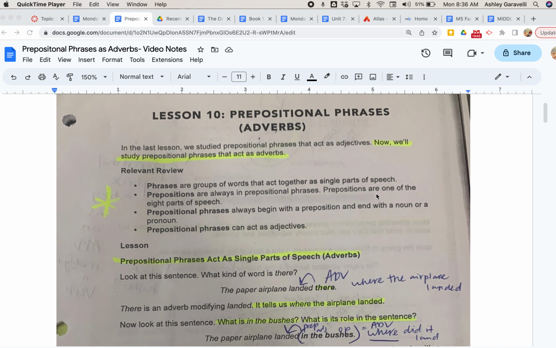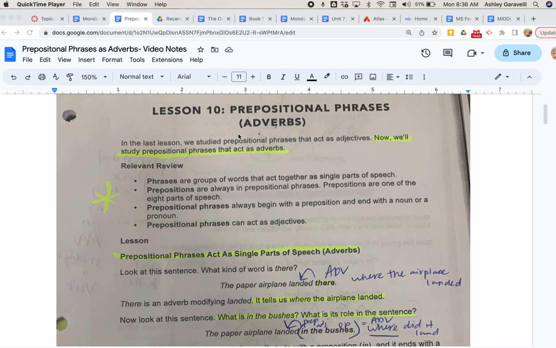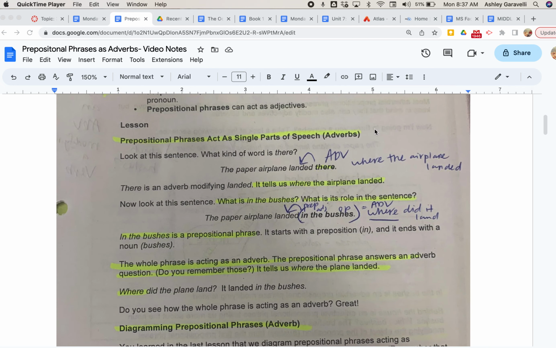The first thing I did, I highlighted right here where it says, now we'll study prepositional phrases that act as adverbs. Then I put a little star right here because this is the review. Phrases, we know, are groups of words that act together as a single part of speech. Prepositions are always in prepositional phrases. You can't have a preposition that's not in a phrase. If you do, then it's probably an adverb, not a preposition. Prepositional phrases always begin with a preposition and end with a noun or a pronoun, and they can act as adjectives. Now the lesson is acting as an adverb.